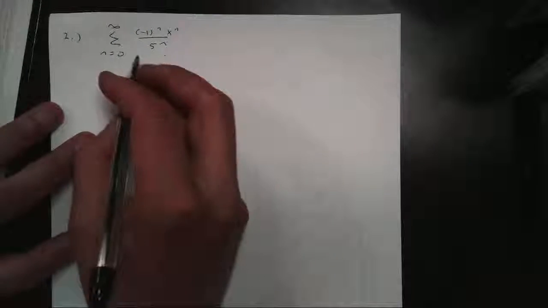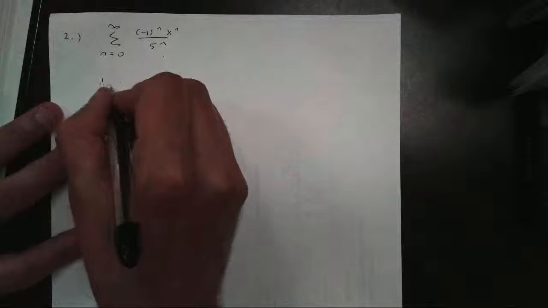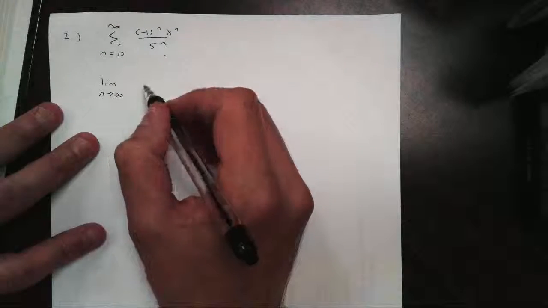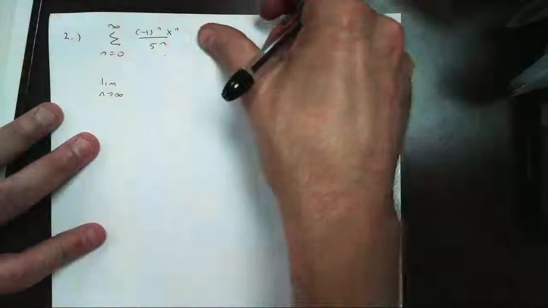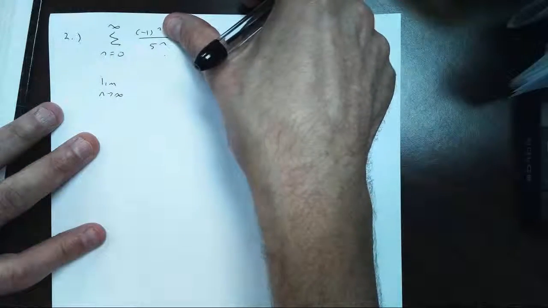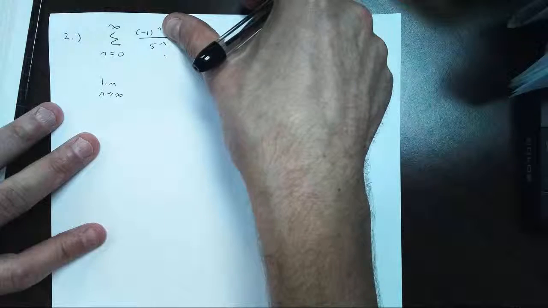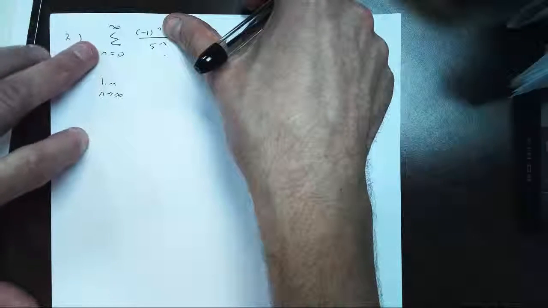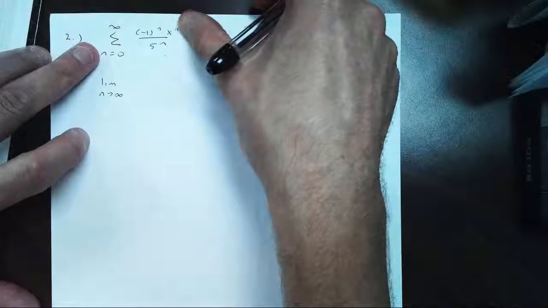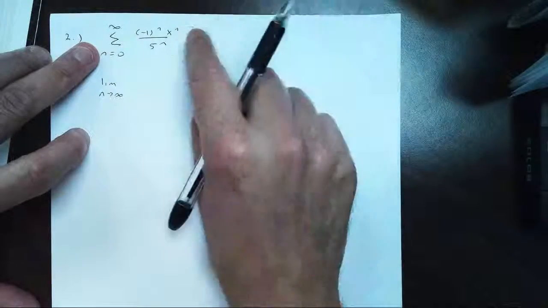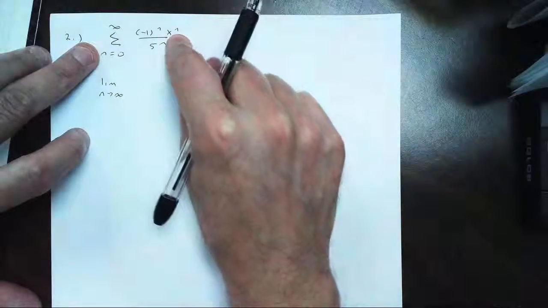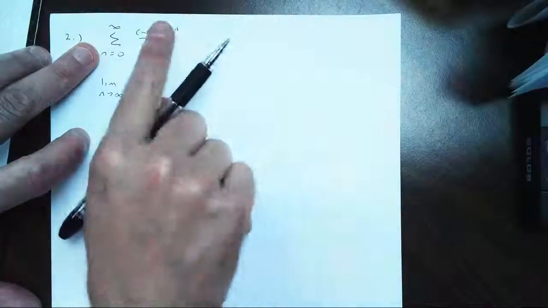Well, to get the radius, my rule says use the ratio test, because the ratio test will guarantee something will converge. Think of it like this. If I got rid of that x to the n, we know by the alternating series test that this will converge. But what if x were something like 5? What if x was 5? I would have 5 to the n over 5 to the n, and I would just be adding negative 1 the entire time. And therefore, this would diverge.